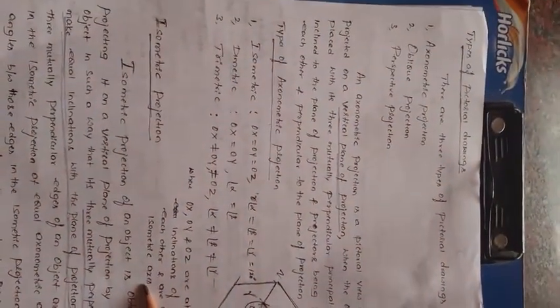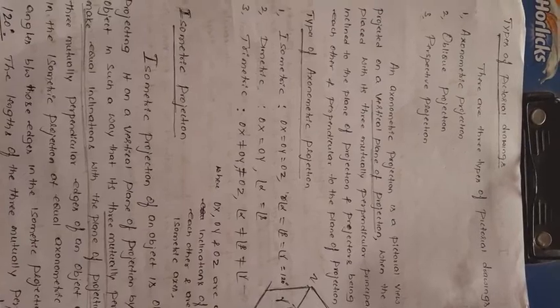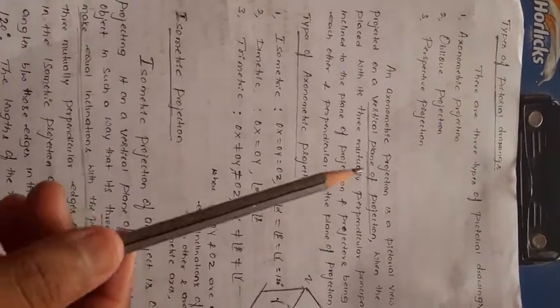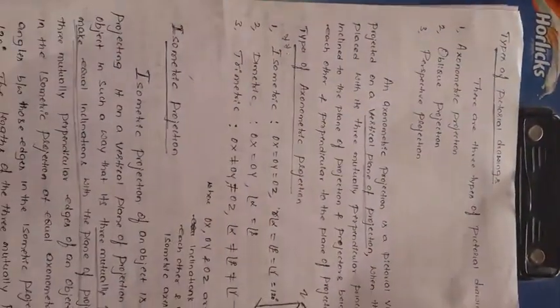That is called isometric. Dimetric means only two sides are equal. Trimetric means all three sides are different. Those are the different types of axonometric projection. In this we will discuss only isometric projection, right? Then, what do you mean by isometric projection?